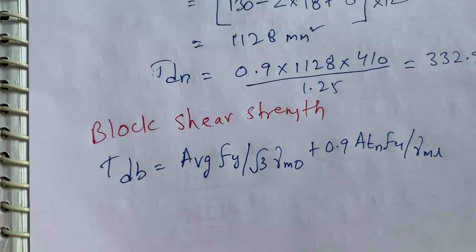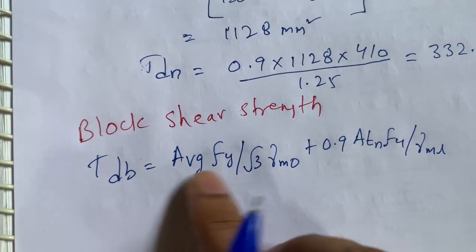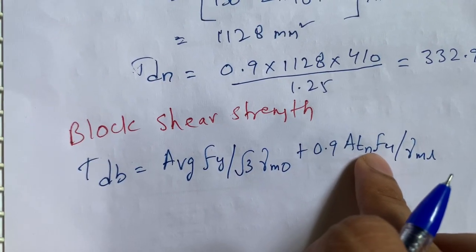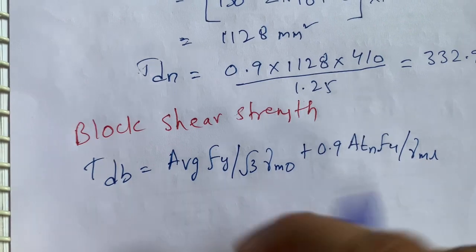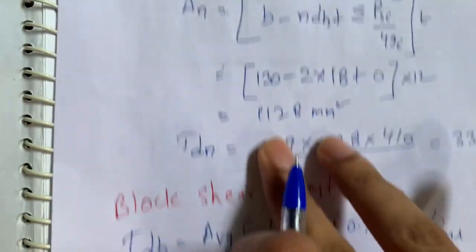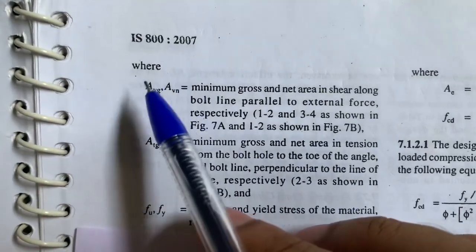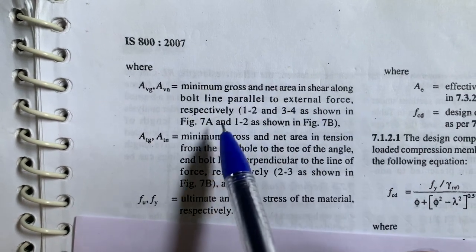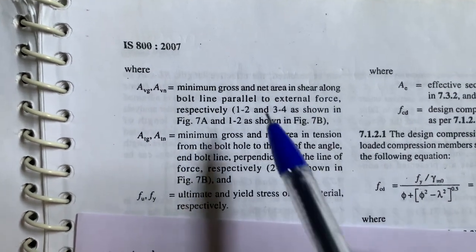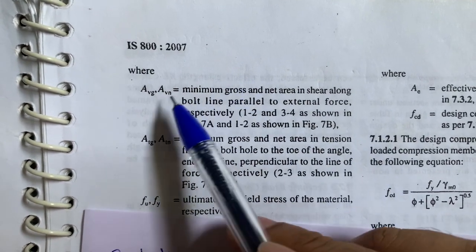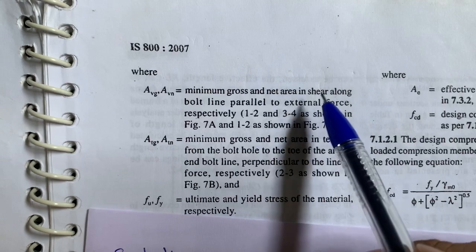We know the Fy value, gamma m0, the Fu value, and gamma m1. We don't know the values of Avg and Atn. First we need to know about Avg. The code mentions that Avg is the minimum gross area in shear, and Atn is the minimum net area in tension. So Atn means net area in tension, and Avg means minimum gross area in shear.